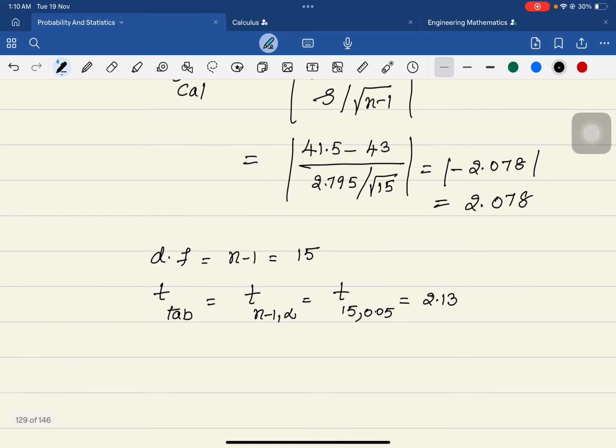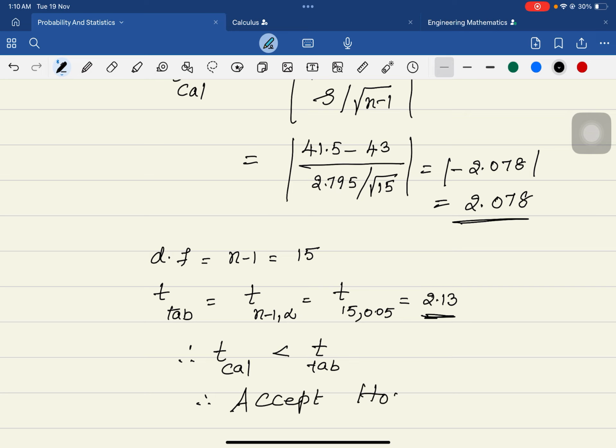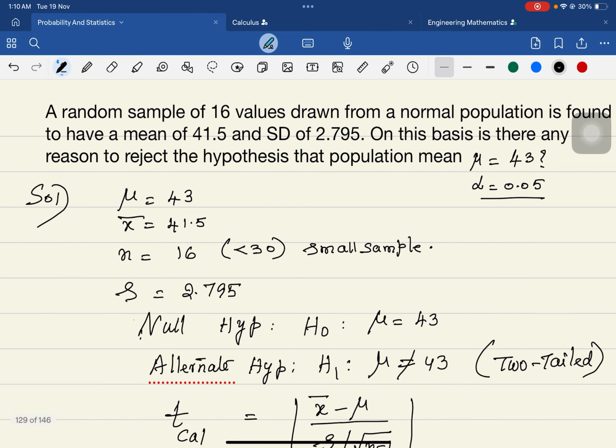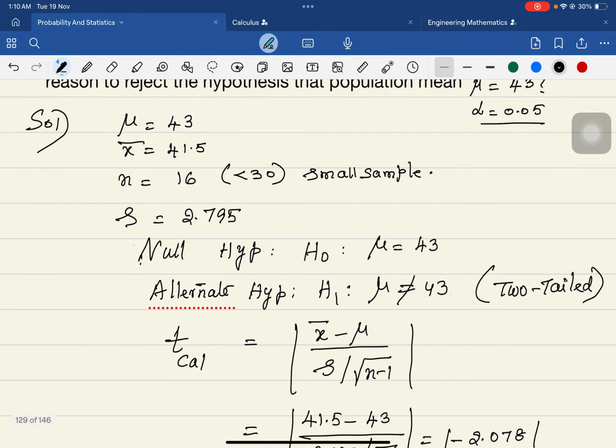Okay, so now the t calculated value is 2.078 and the t table value is 2.13. Therefore, what you can say is that the t calculated value is less than the t table value. Therefore accept the null hypothesis. Accept H naught. So is there any reason to reject the hypothesis that mu is equal to 43? No, there is no reason to reject. So we have to accept the null hypothesis.